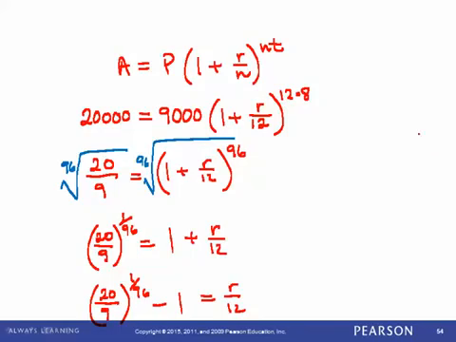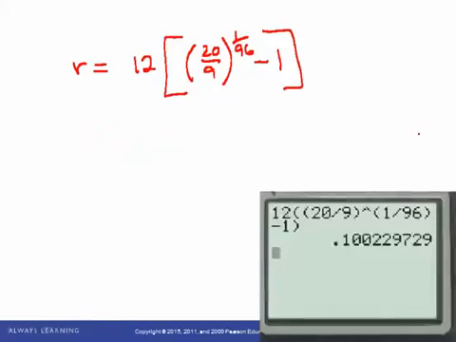So let's see, at what percent would 8 years give us 20 grand if we start off with 9, so a little bit over double our money here. And so the formula that we're looking at is like this, and here's the calculator equivalent of it. You need the extra parentheses in here. And we do have an answer there. The answer is approximately a little bit over 10% to make that happen.